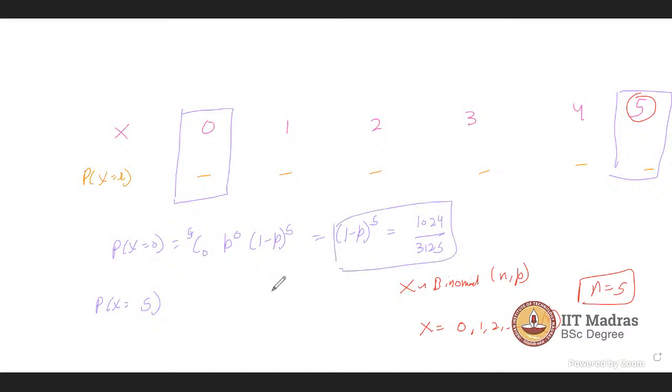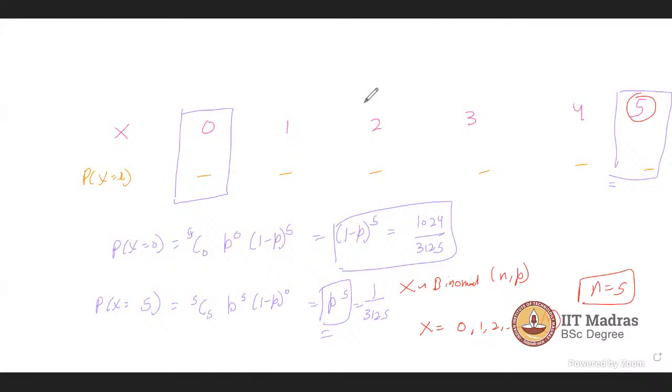Okay. So from that we can find out. Or if you take the other extreme, again 5c5, p power 5, 1 minus p power 0. It's nothing but p raised to the power 5. So you can directly obtain the value of p from there. Okay, sir. Thank you. Any other doubt in week 11 before we move further?